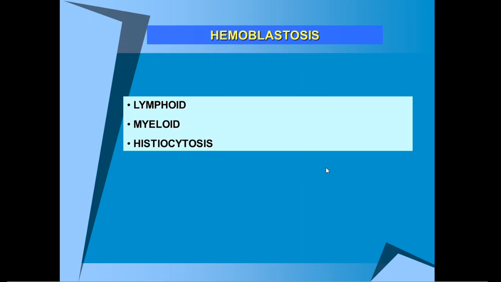So, after the definition, your teacher always asks you, name the main groups, name the main types. So main classification of hemoblastosis contains three, again, basic directions. So lymphoid, myeloid, and histiocytosis.